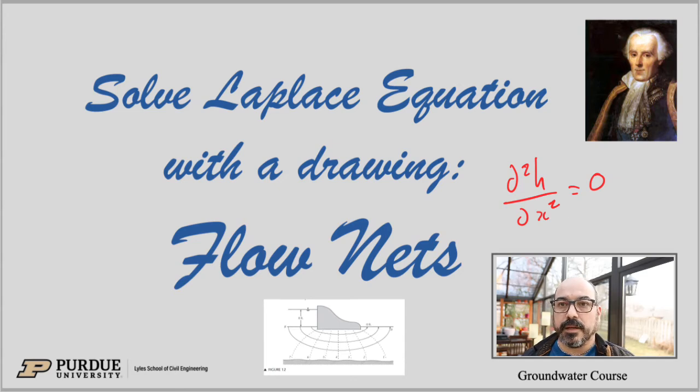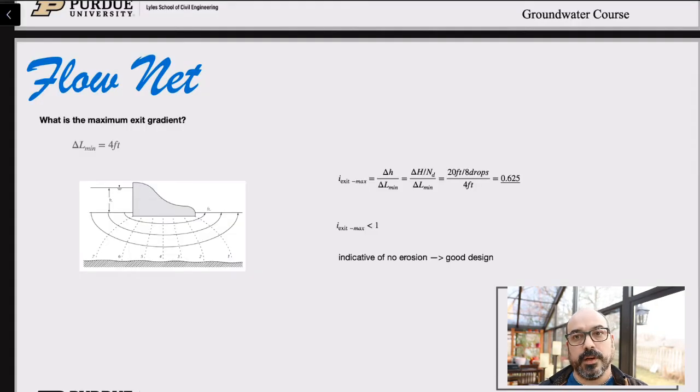Okay, and welcome back to our Flownet video, the second video on Flownets, where I just show you a couple of example calculations. So the first one here, remember from last time how we drew the Flownet. Now that we have a Flownet, we can calculate things, and one thing we can calculate is the maximum exit gradient.